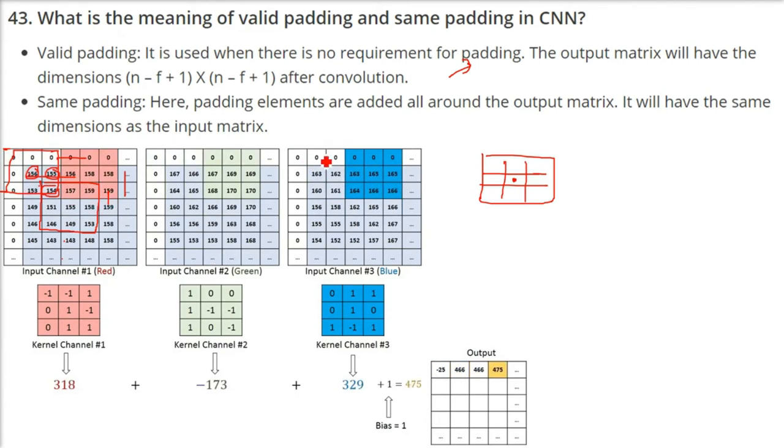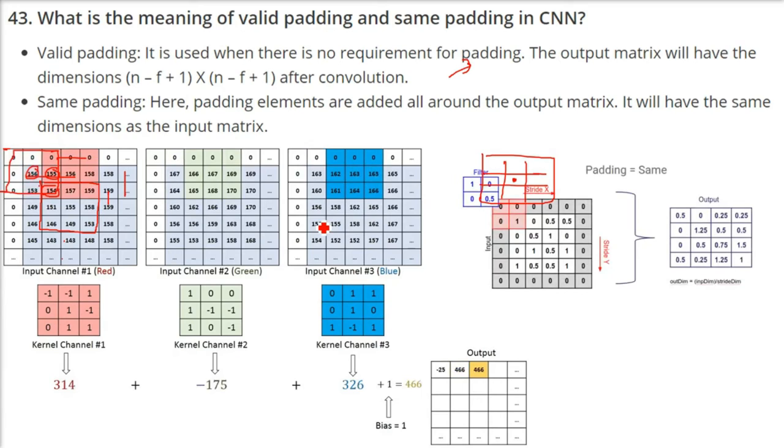So in same padding, elements are added all around the output matrix. It will have the same dimensions as the input matrix. This is same padding. So padding is required because we don't want to leave any of the pixel values. And this padding can be valid or same padding.